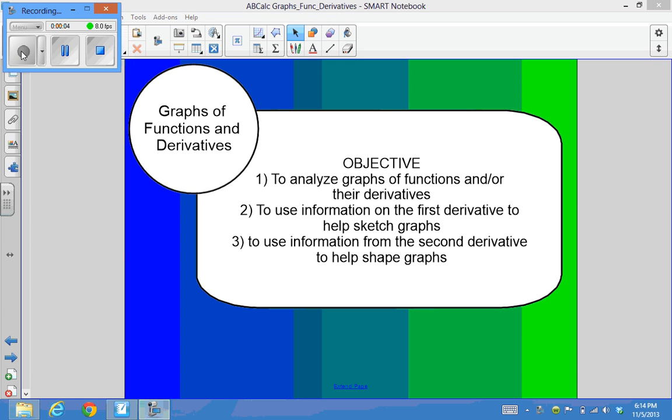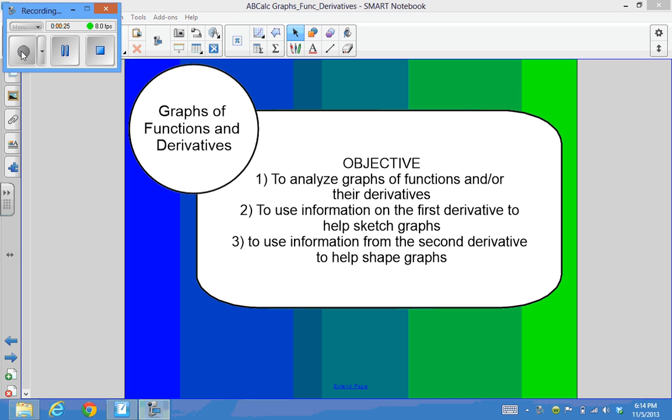We're looking at graphs of functions and derivatives. This is not a section that's in your book, so be sure you take good notes because there's not really any other place to get to this. It's a pretty simple lesson, but with a lot to it, as you'll see over the next couple of days. There's a lot of implications from this.